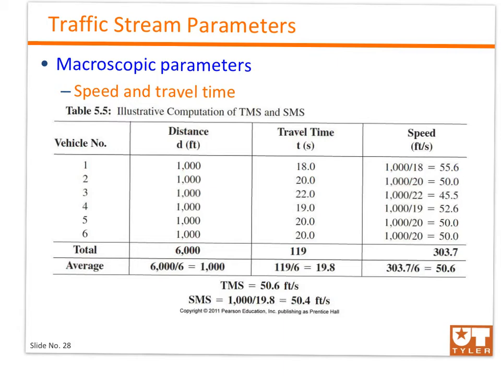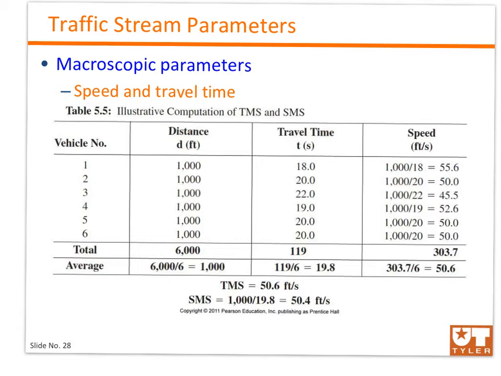Based on this, how can we use those observations to calculate both the TMS and SMS? Here, as you can see, first of all, the average distance is the same, because every single vehicle passed through the 1000 feet, so the average distance is 1000 feet, and the average travel time is 19.8. How did we get this? If you sum up all the travel times of the 6 vehicles over 6, it tells you that on average every vehicle needed 19.8 seconds to pass by that 1000 feet.